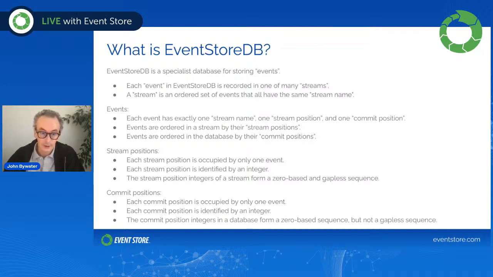Each stream position is occupied by only one event. Each stream position is identified by an integer. The stream position integers of a stream form a zero-based and gapless sequence. And the commit position, each commit position is occupied by only one event. Each commit position is identified by an integer, and the commit position integers in the database form a zero-based sequence, but not a gapless sequence. So the basic picture is there are events in EventStoreDB, and they're organized in many streams.